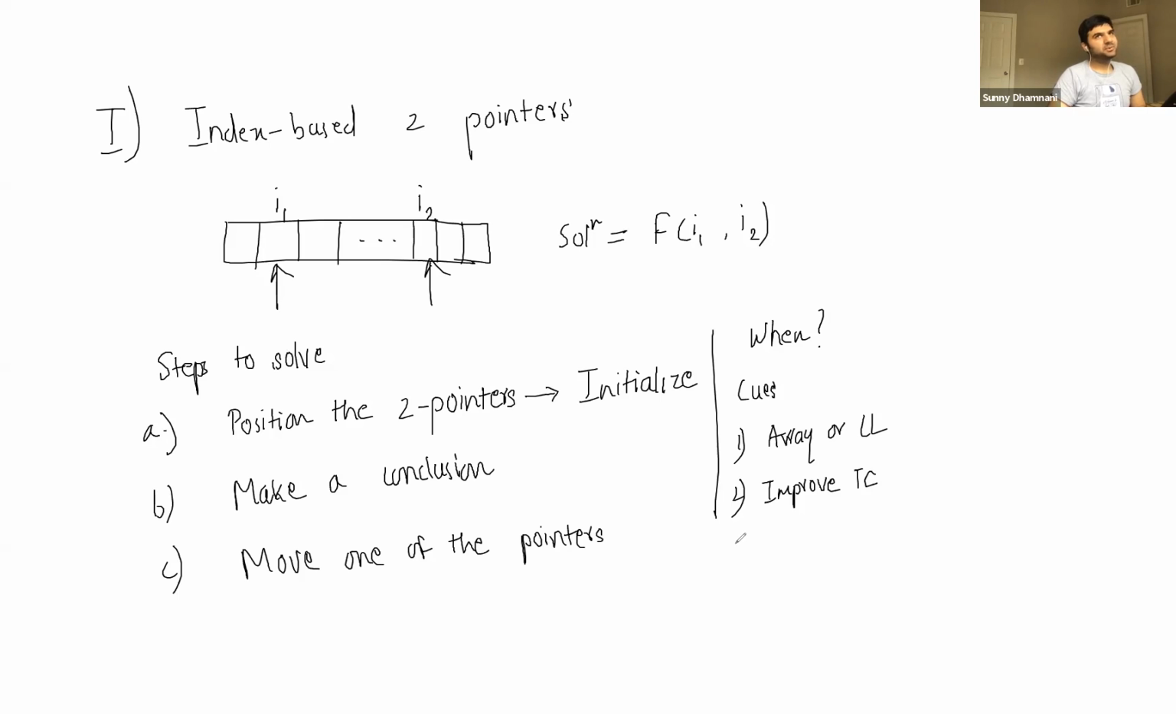Other than that, I'll talk more about when to use slow, fast and other things, but these are the 2 cues. It should be a linear data structure and you're aiming for improving time complexity. Those are some of the cues. And then obviously, once you find these cues, you'll start from the steps, right? You'll position the 2 pointers, you'll then make a conclusion and you'll move one of the pointers.